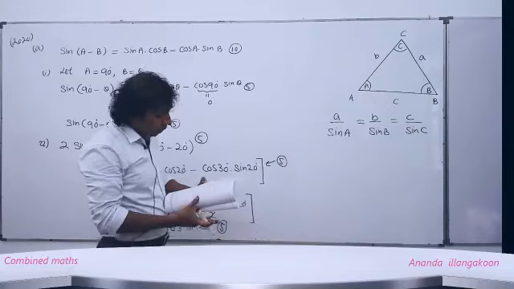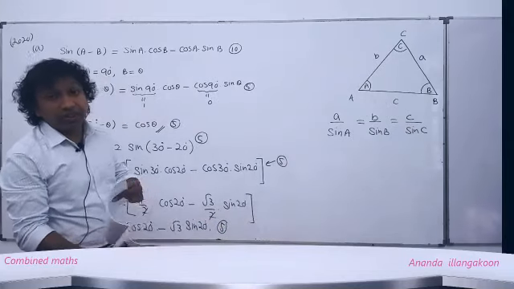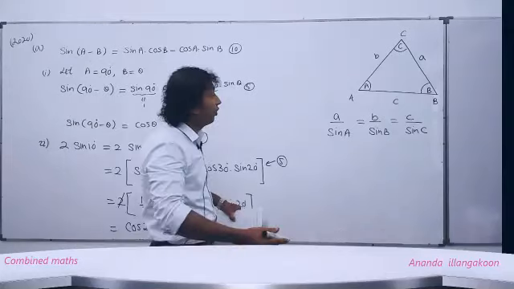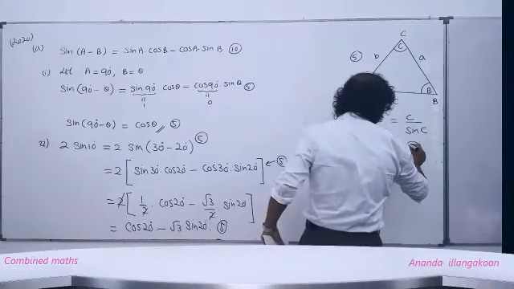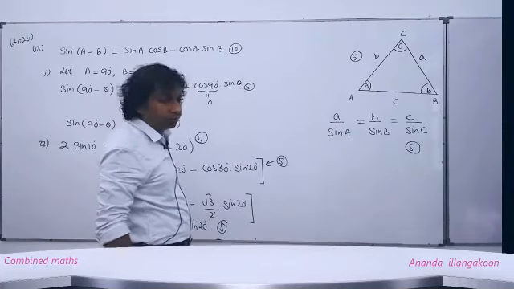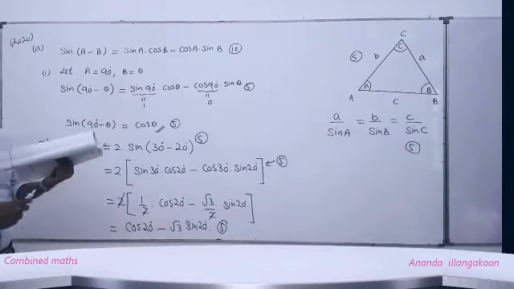Right? People, you are given 10 marks here. See here, 10 marks given. One is for this triangle, and this one, another 5 marks. 10 marks given for that.